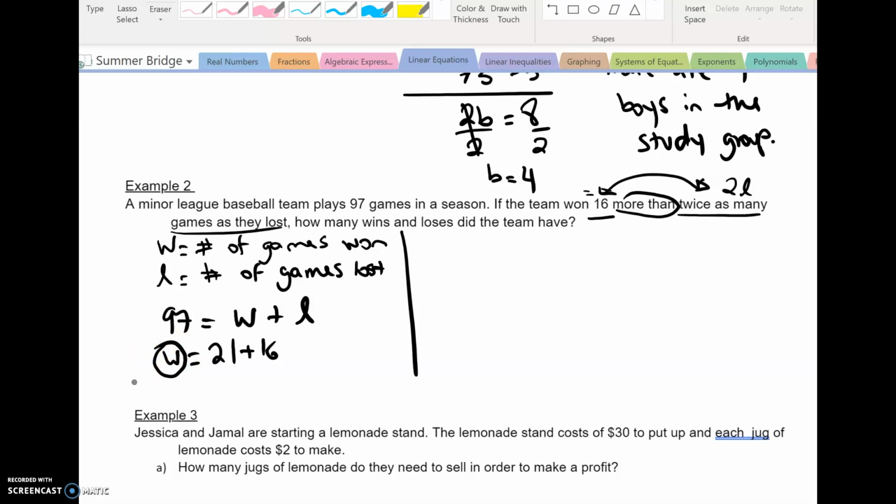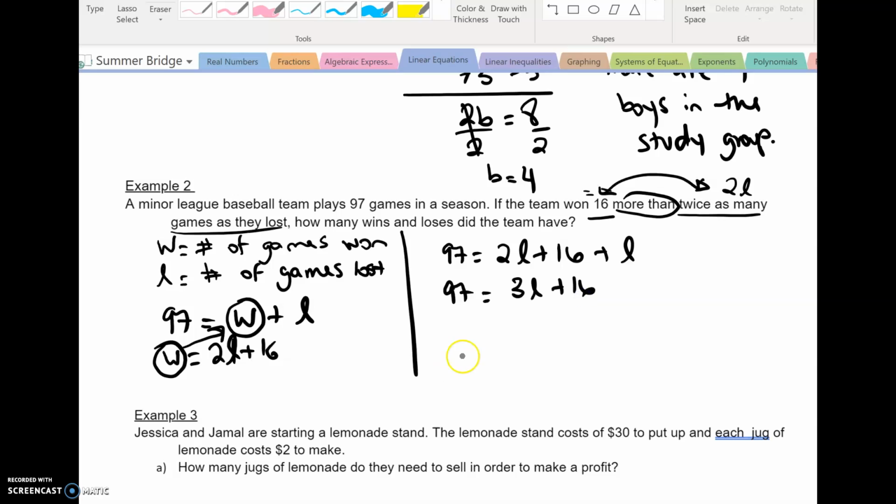I know how many they won, and I have that in our other equation. So I'm actually going to substitute, I'm going to evaluate by plugging in this expression into the W. So I'm going to have 97 is equal to 2L plus 16 plus the number of games that they lost. So I'm going to combine my like terms, which is 3L plus 16. I'm going to subtract 16 from both sides.